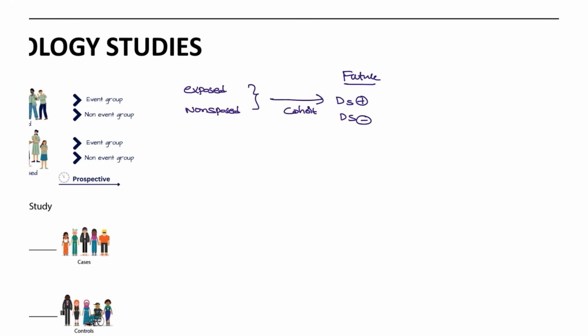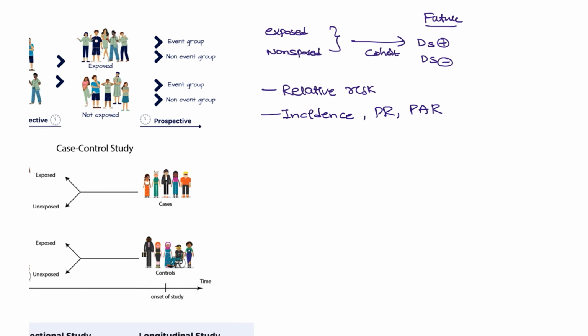And the factors that you are going to calculate here are the relative risk, how much is the relative risk and how much is the incidence of new cases, okay? And population risk and population attributable risk. All this will be seen in the cohort study.